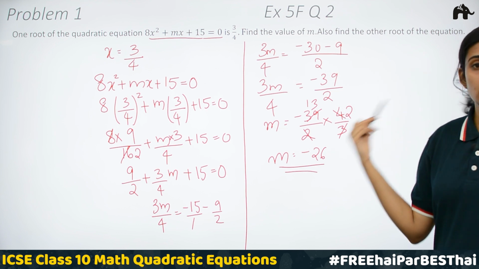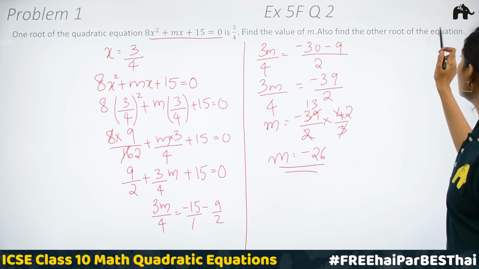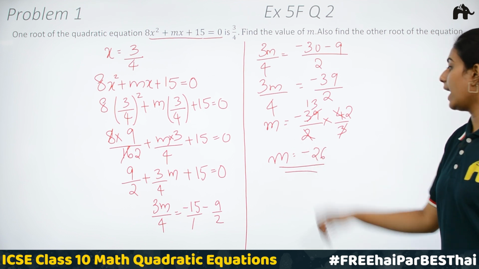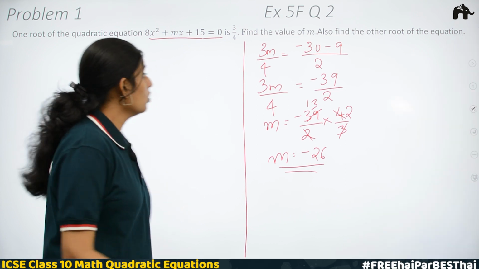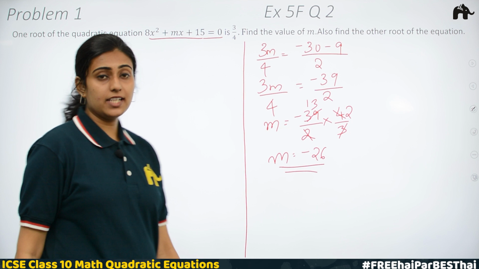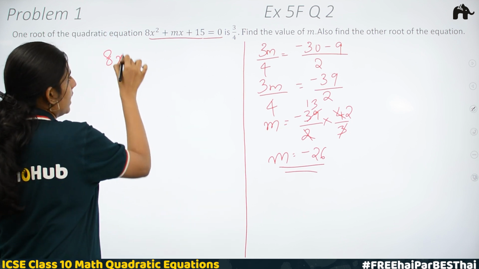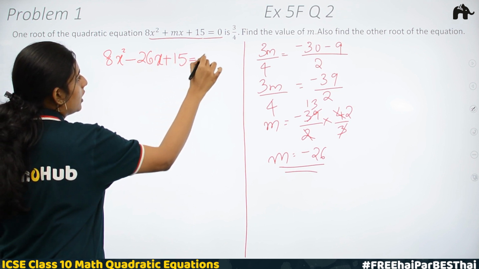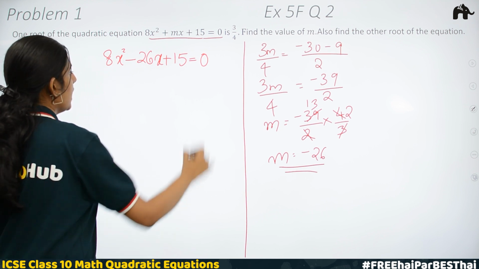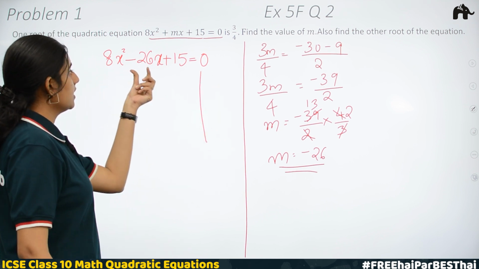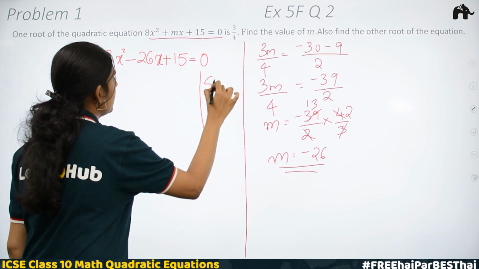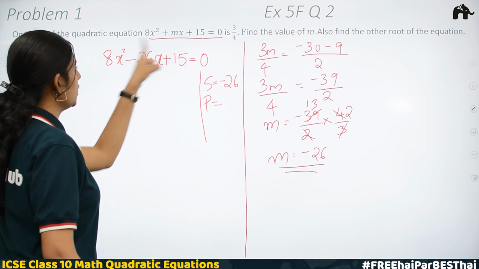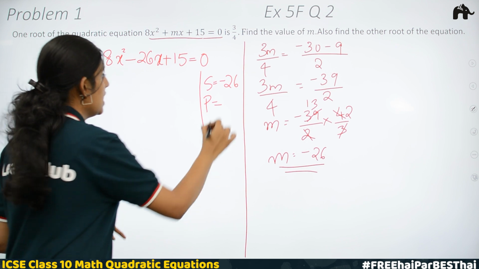Now, the second part of the question is also find the other root of the equation. For that, we need to solve the quadratic equation. Substitute m is equal to minus 26. What is the equation when we put m is equal to minus 26? The equation becomes 8x square minus 26x plus 15 is equal to 0. Here, in this equation, the sum should be equal to minus 26 and product should be equal to AC, A into C, 8 into 15, that is 120.